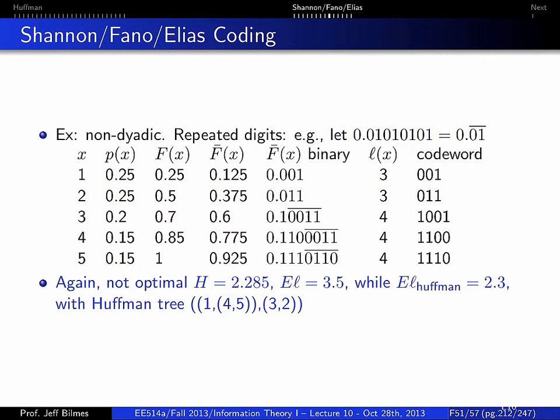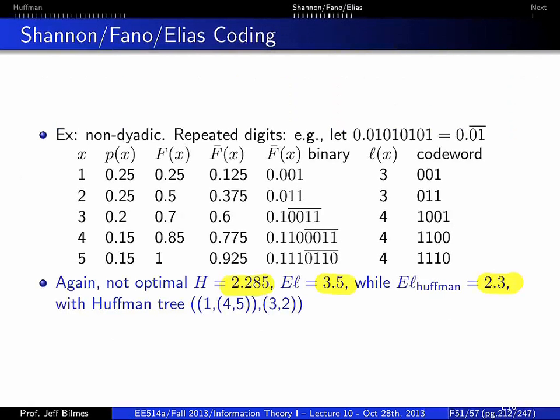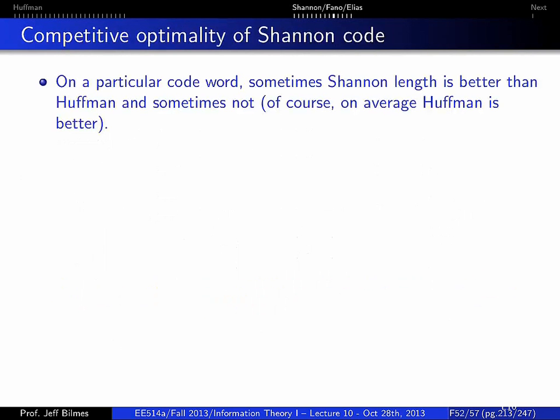It's not optimal. Entropy is 2.285. Expected length is 3.5. Huffman is 2.3, which doesn't achieve the entropy again because it's non-dyadic. But again, the point of this is to understand the idea of using these binary values, these binary expansions, as the code word, in particular truncated versions of the binary value.